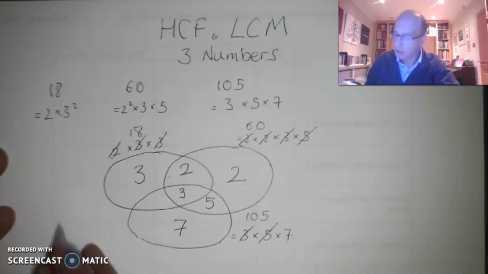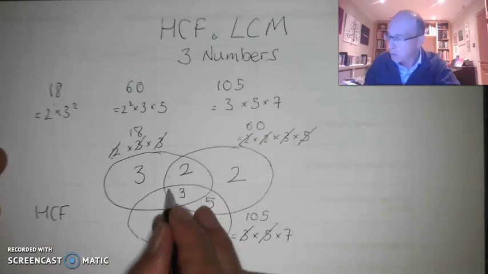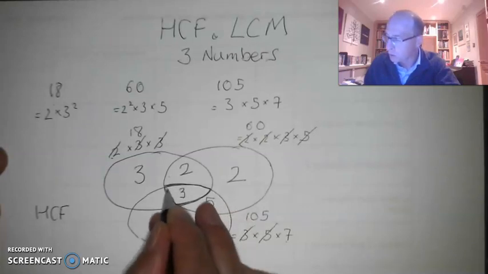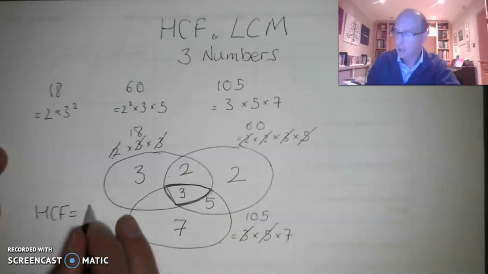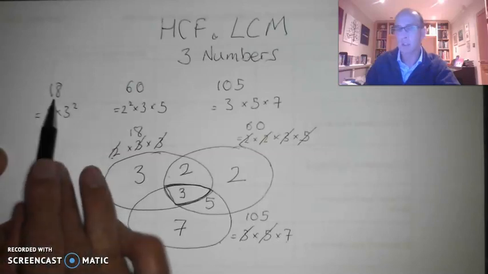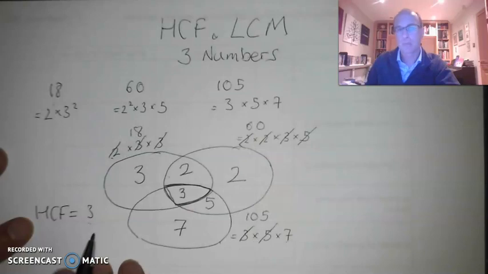Now, my highest common factor, just like when we've got two numbers, I'm looking for the intersection. I'm looking for the intersection of all three of my circles, my bubbles. So my highest common factor is the number inside there, and it's the number 3. So highest common factor is 3. It's the biggest number that divides into 18, 60 and 105.